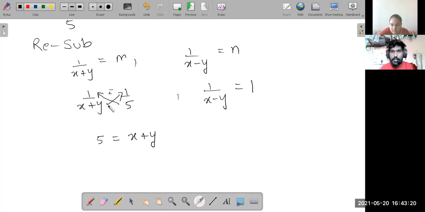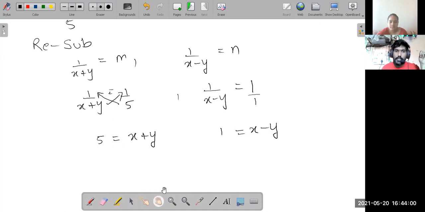Is this clear what I said just now? I'll repeat. When there is an equal to sign and you do cross multiplication, you do not multiply the denominators. But if there is a plus sign or a minus sign and then you do cross multiplication, then you multiply the denominators also. Did you get the difference? Yes or no? Yes. Okay. Now same thing here. So this is 1 upon 1. So when you do the cross multiplication, this becomes 1 is equal to x minus y. Is this clear?